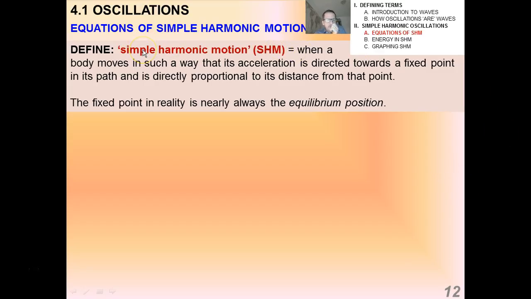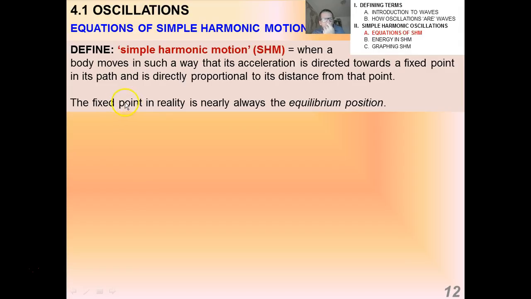What this refers to is when something moves in such a way that its acceleration is directed towards a fixed point in its path and is directly proportional to its distance from that point. That sounds like a really complicated definition. Turns out you guys have already been working with simple harmonic motion, but I just have never really defined it to you in such a technical way. It will be very apparent in this video what exactly I mean by this definition. I'm going to sum it up mathematically here quickly, and it's considered to be the defining function of simple harmonic motion.